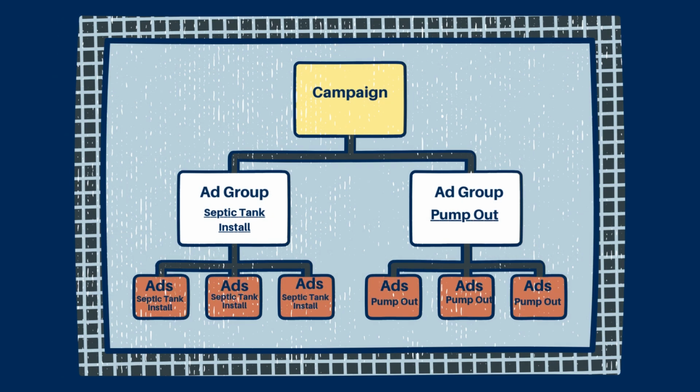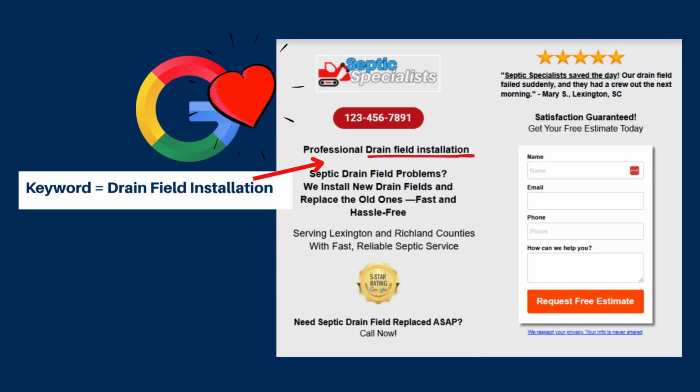A campaign can have more than one ad group, but each ad group and everything beneath it should be focused on the same service. If you offer multiple services like septic pumping, septic tank installation, and drain field repair, each service should be in its own ad group, with keywords, ads, and a landing page all focused on that specific service. Google loves it when you match keywords with the right ad and the right landing page because Google wants to give the user the best experience possible. In other words, Google wants to give people exactly what they're searching for.